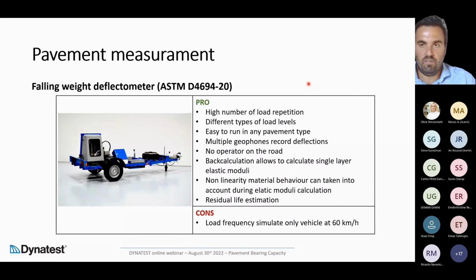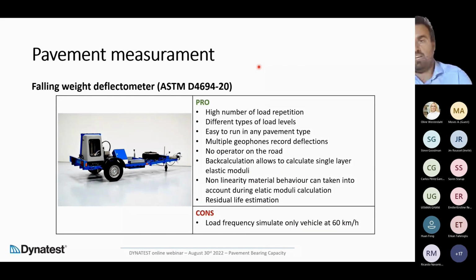The evolution of these two systems is concentrated in the Falling Weight Deflectometer. The Falling Weight Deflectometer is a system characterized by a load plate and 9 geophones that are placed at the same moment on the pavement during a load application.